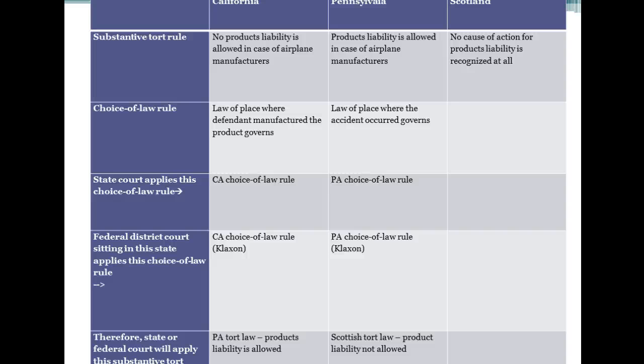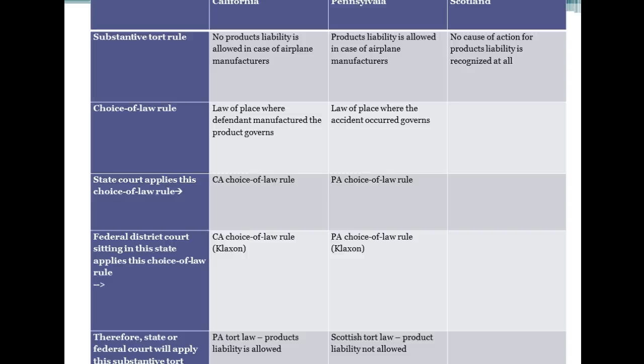Pennsylvania, on the other hand, follows the choice of law rule that the law of the place where the accident occurred is what is going to govern. And that, of course, would be Scotland. So the next line is, if we file in state court in California or state court in Pennsylvania, what choice of law rule would that court use? Quite simply, if we file in California state court, that court will use the California choice of law rule, which, as we said, is that the law of the place where the defendant manufactured the product is what's going to apply or govern. If you filed the case in Pennsylvania state court, then the court is going to apply the Pennsylvania choice of law rule. So the law of the place where the accident occurred is going to govern.